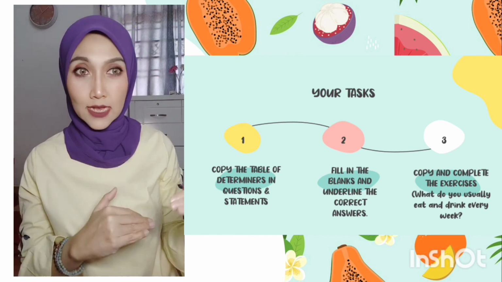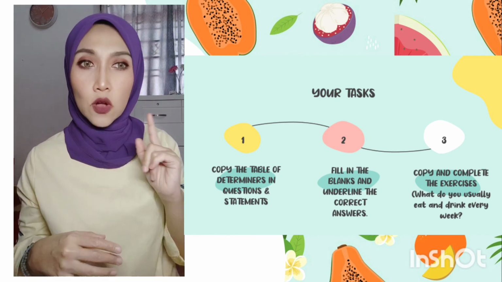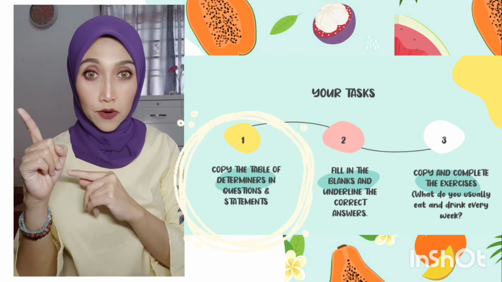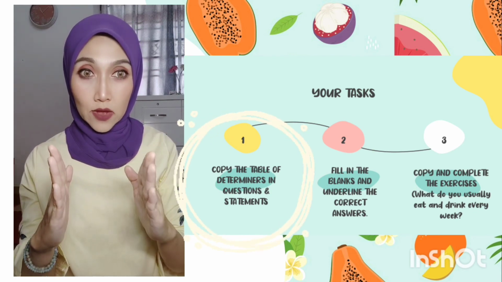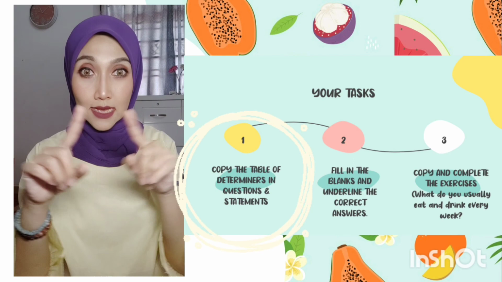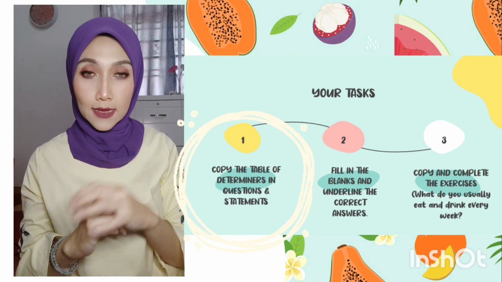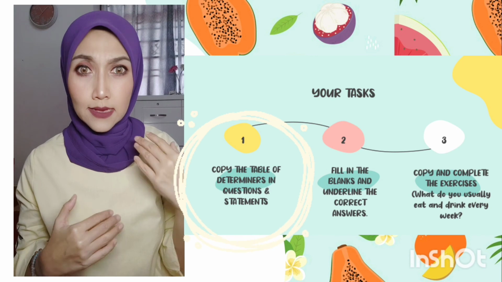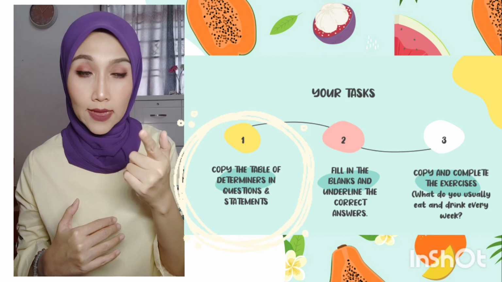Okay, so this is the checklist, your task, what you need to do after you complete this lesson video. First, copy the table of determiners in questions and statements. There are the notes before, the one that I explained to you with the green words, right? That one is about uncountable and countable nouns and how you use the determiners. There's a table, right? I want you to copy the table of determiners in questions and statements as your notes. It's very important for you. When you copy, at the same time you read. When you read and copy, you can understand well and remember well.